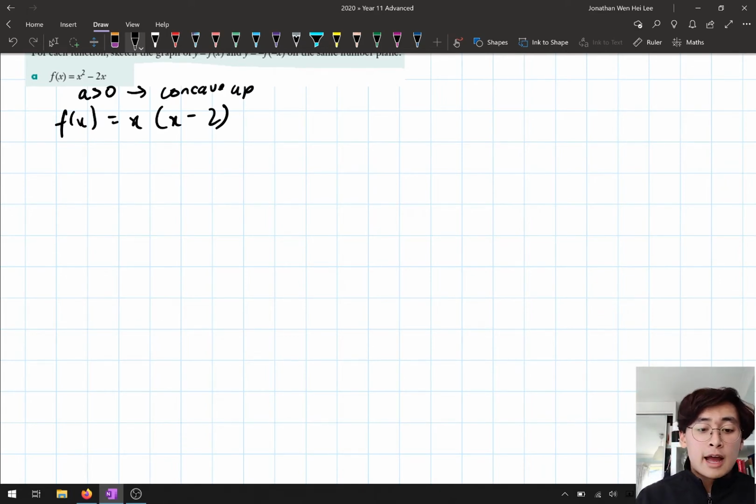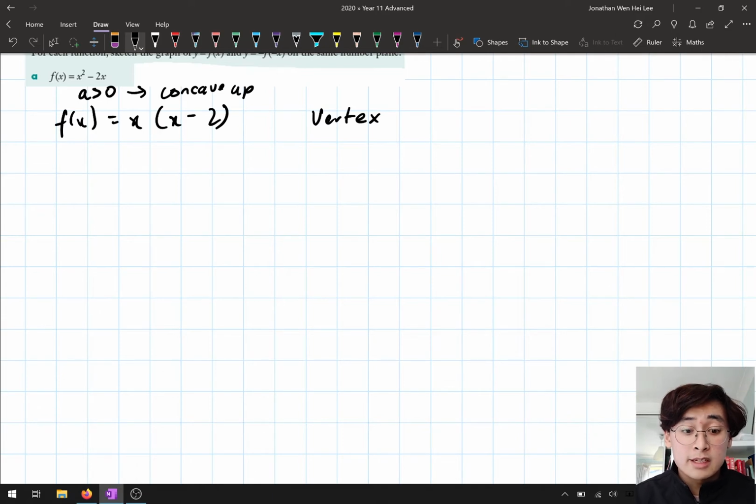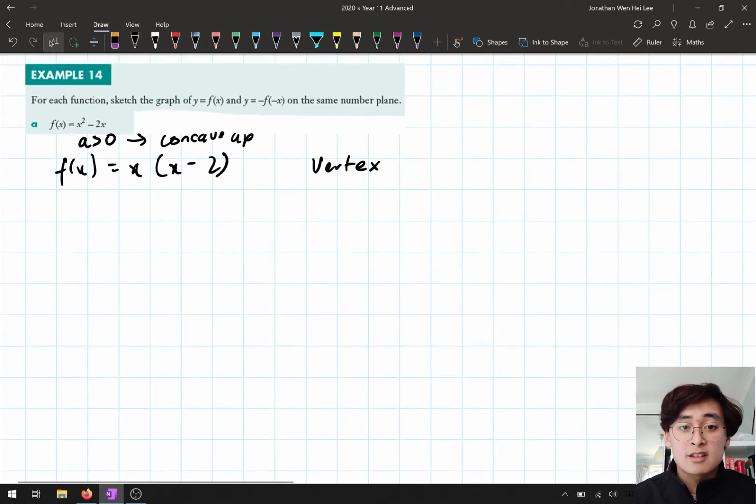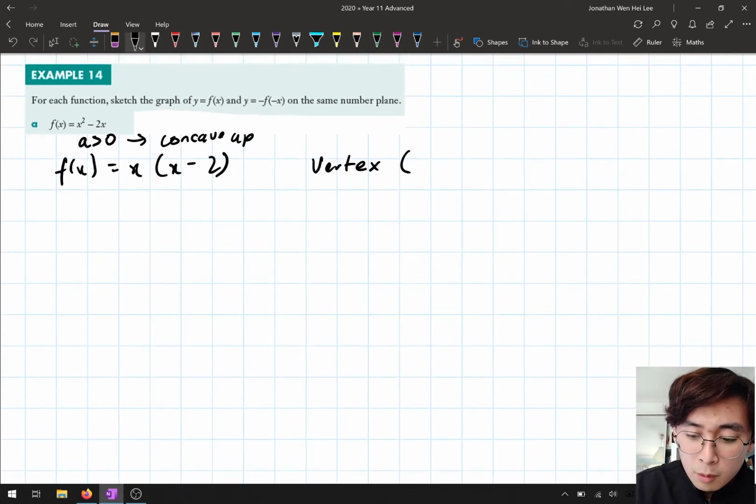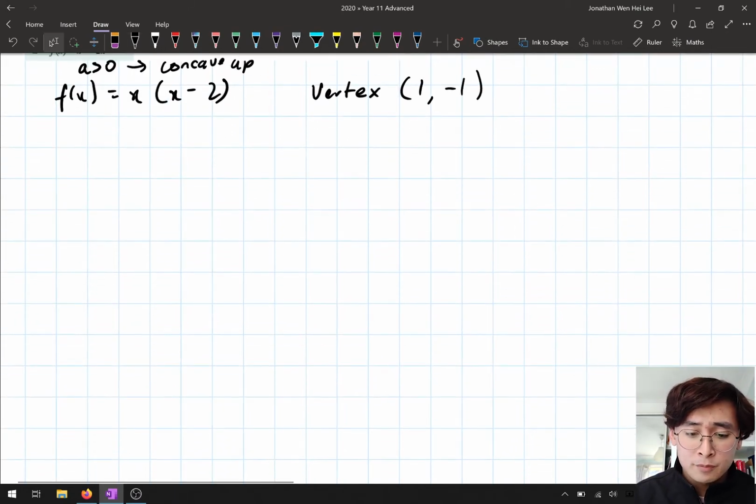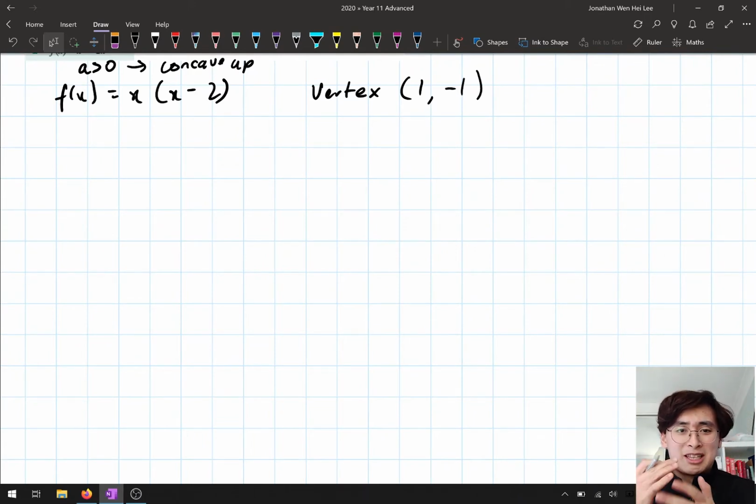And then we've also got the final thing, if we're factorizing, which is we need to find the vertex. Now the vertex is at the middle point between the two x-intercepts. So if my two x-intercepts are 0 and 2, the middle point is going to be 1. I substitute 1 into my equation, I get minus 1. Okay, I sped through that quite quickly, but you can probably do that a little bit slower.